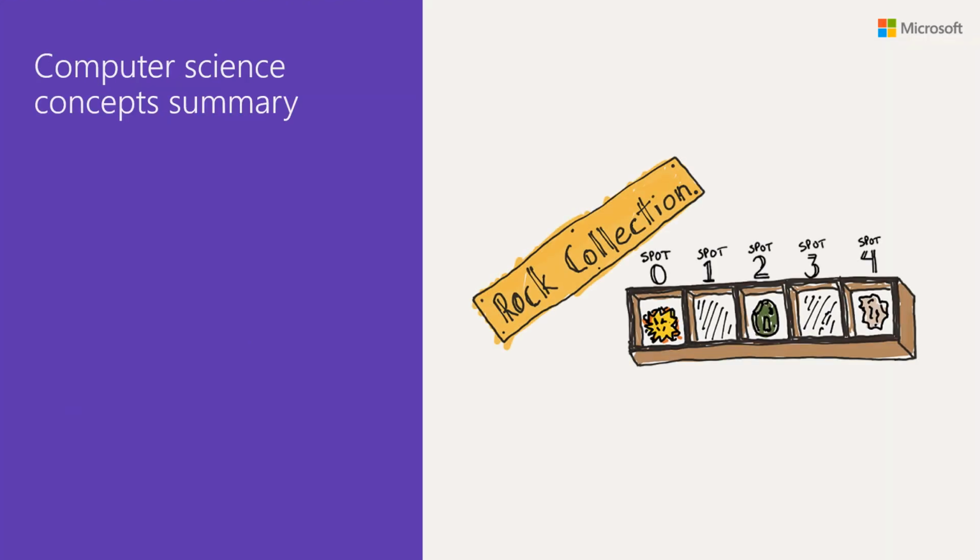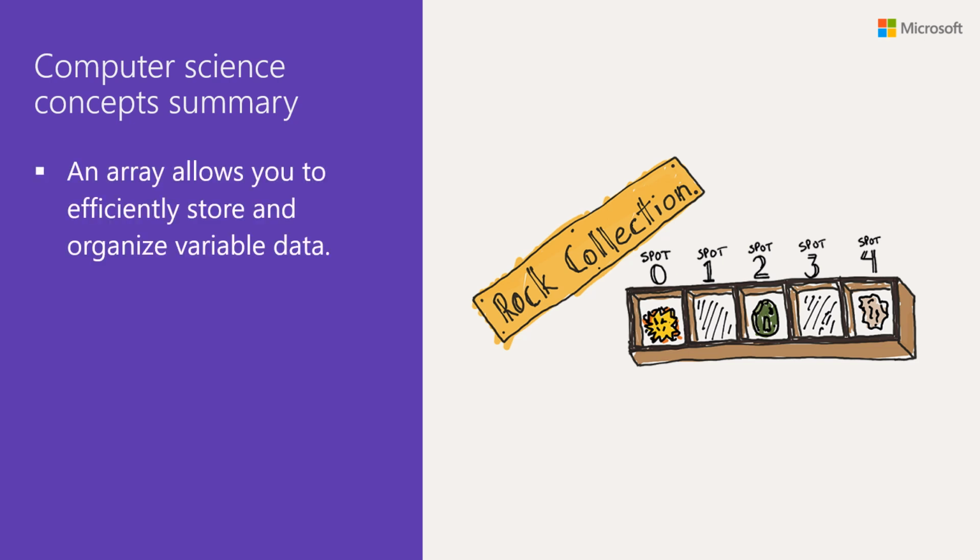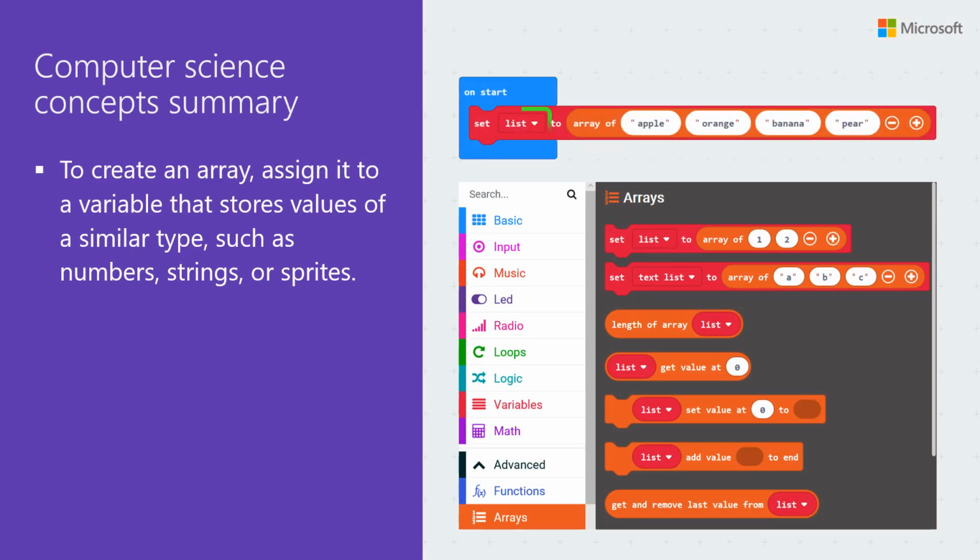Now, if you collect something like rocks or coins, at some point you need to have a way to organize the collection so you can easily find your items. As your MakeCode programs get more complicated and require more variables to keep track of, you need a way to store and organize the data. And an array helps you do just that. It's a collection or list of similar data. The array blocks are found under the Advanced Toolbox menu.